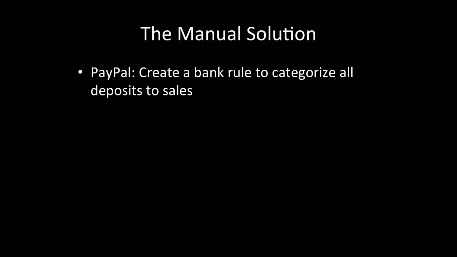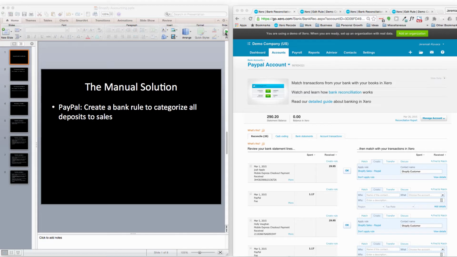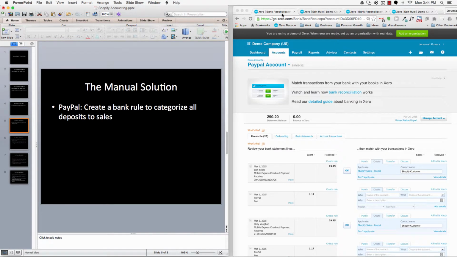What I've noticed is that most clients I've encountered generally use PayPal as a card processor, and they generally use either Shopify Payments or Stripe payments. So I'm going to knock out both of these at once. For PayPal, how we're going to solve this is, whenever you get payouts from PayPal, all we're going to do is simply create a bank rule to categorize all the deposits as sales. And I'll show this for you.